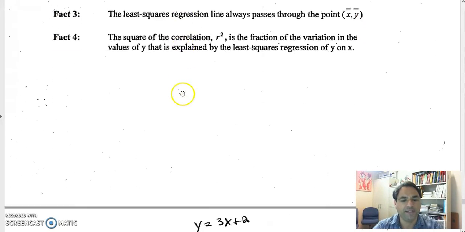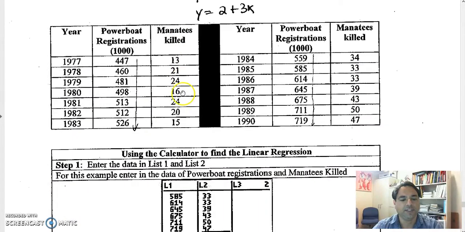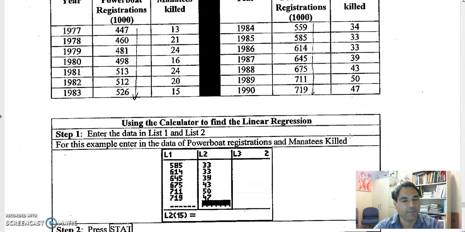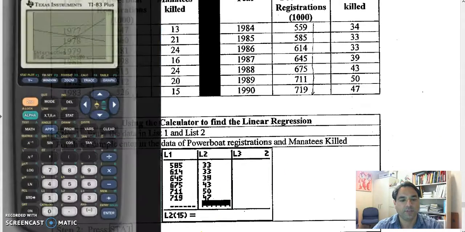And you can read through all this. I'm going to go to the example. So here we have number of powerboats registered and number of manatees killed. And again, the list continues to this side and to this side. So in 1977, 447,000 powerboats were registered, 13 manatees were killed. And in 1990, 719,000 powerboats were registered, 47 manatees were killed. Now I'm going to put this data in the calculator. I'm going to show you the beginning, but I'm not going to type it all in front of you. So I'll take out my calculator.